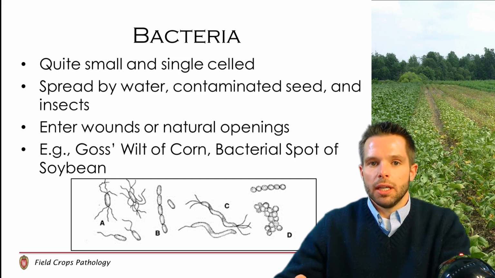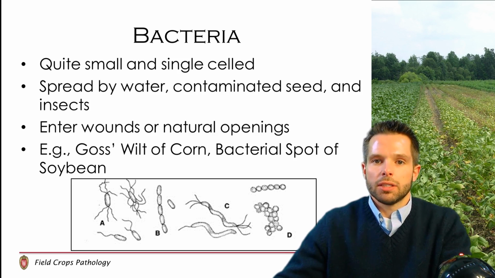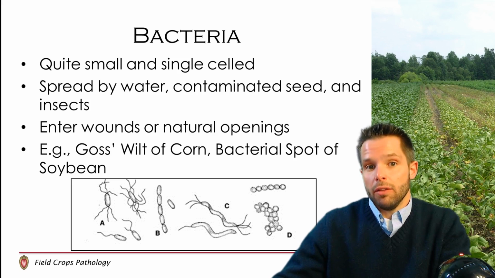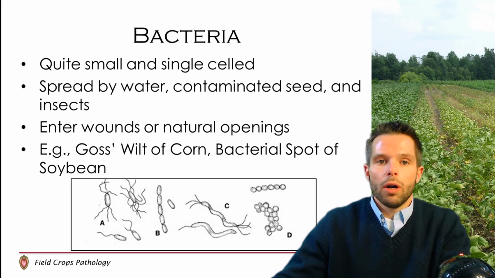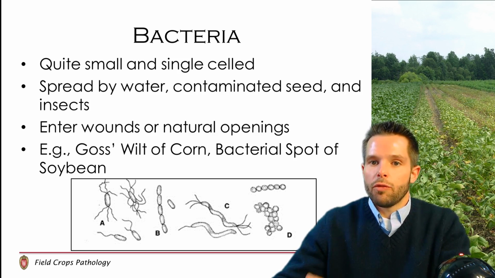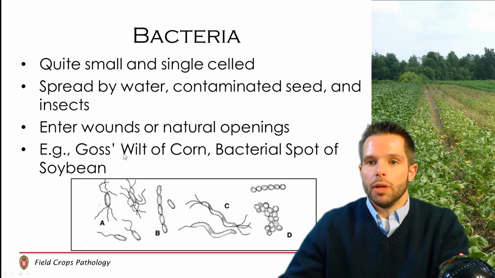A fungus spore can land on the plant, we get germination, and the mycelium can directly penetrate the plant host. Bacteria can't do that, so we have to have wounding, such as a hail event. This is very important in corn when we're dealing with Goss's wilt, because oftentimes we see fields that are damaged by hail having increased levels of Goss's wilt because of that wounding event.